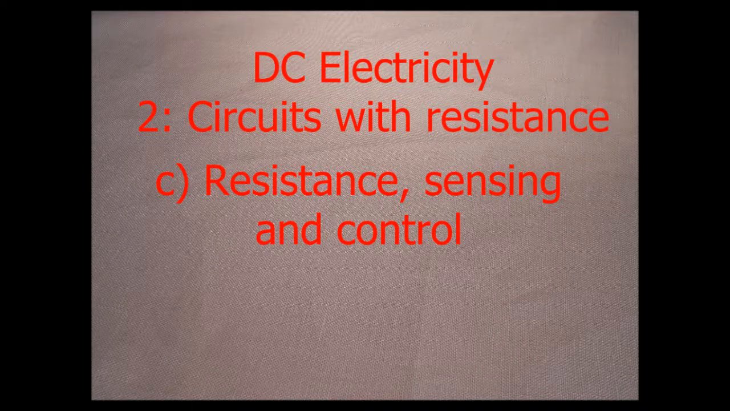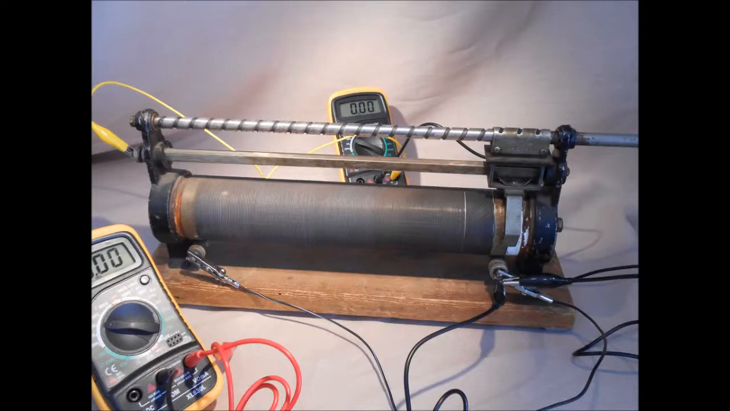DC Electricity Part 2, Circuits with Resistance. Section C, Resistance, Sensing and Control. This is the device used to control the voltage in Part B of this series.